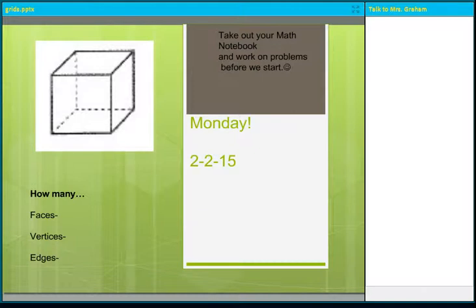Alright, so let's take a look at this, guys. Faces, vertices, edges. What I want you guys to do is think in your mind, what do those words mean? Okay, what do those words mean? Faces, vertices, and edges. Because we really have to get that nailed down in our minds before we go on. Make sure we're okay with it.